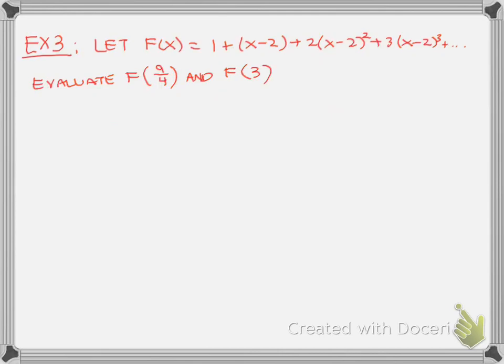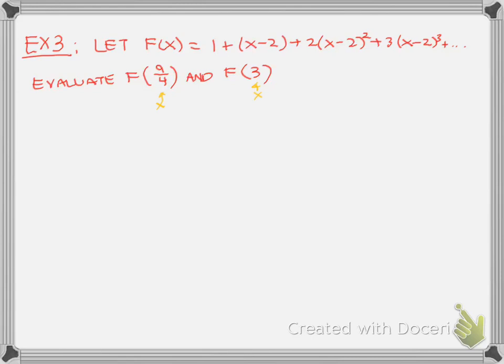So example 3, you have this function, f of x equals 1 plus x minus 2 plus 2 times x minus 2 squared plus 3 times x minus 2 cubed, and so on. If we wanted, we could write the general term of this infinite series. But this is enough to see that this is a power series, right? And it's centered at what? 2. Good. So this is a power series centered at 2. So I've just chosen this x here and this x here.